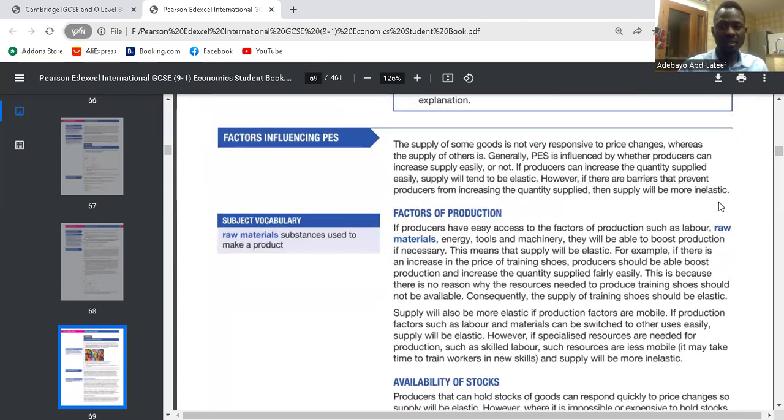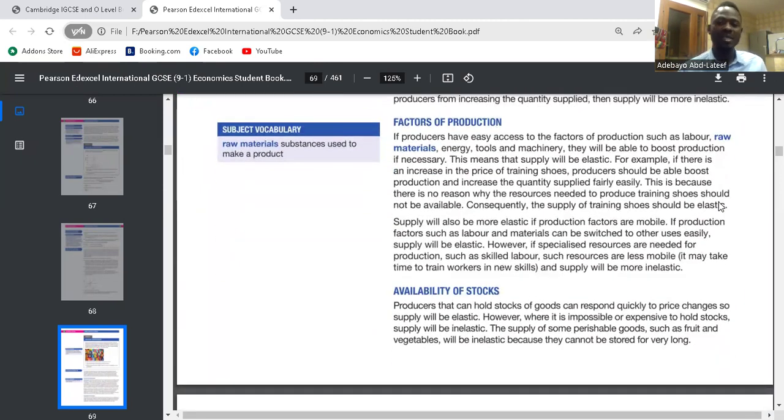Factors influencing PES. We're talking about the factors that might make supply change or remain, either to increase or to decrease. The first one is factors of production. Factors of production are resources used in the production of goods and services. So if producers have easy access to factors of production like raw materials, land, labor, capital, enterprise, if there's a change in the quantity supplied, they will be able to produce more as a result of that. Do you get the point, please? Yeah.